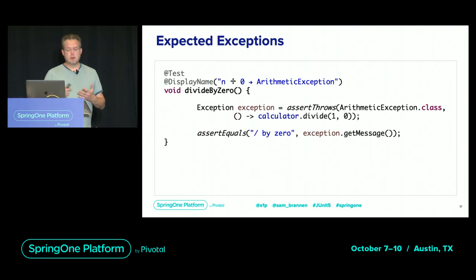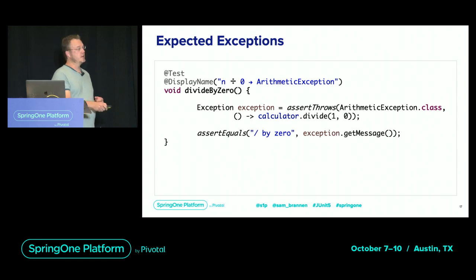Another thing, since we're on Java 8, we don't have the @expected exception annotation or expected exception rule like you have with JUnit 4. Instead, we like to do that programmatically. In our own assertions class, we have an assert throws method where you provide the type you expect to be thrown, and then you provide a method reference or lambda expression. Here we're saying that dividing by 0 should throw an arithmetic exception.